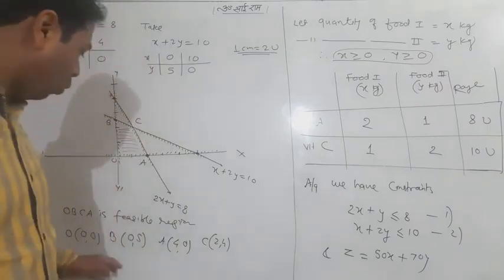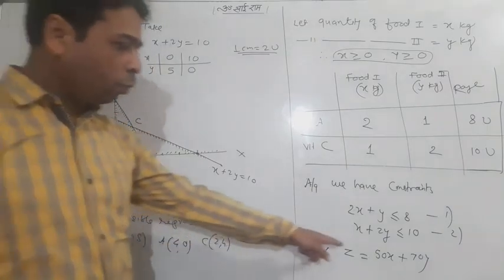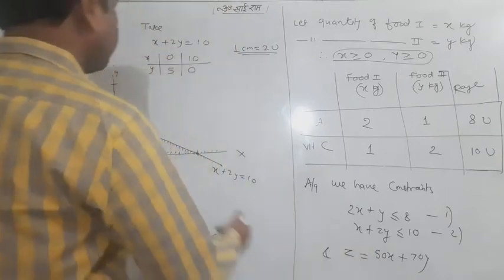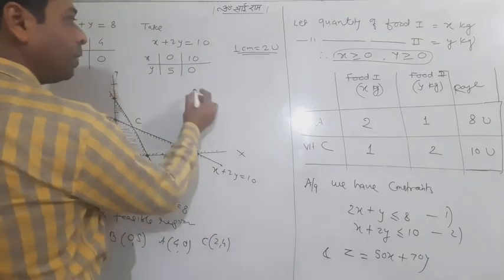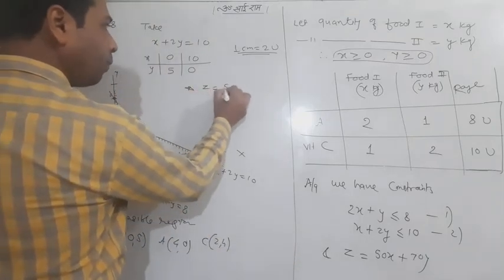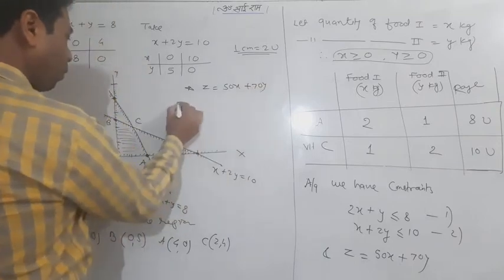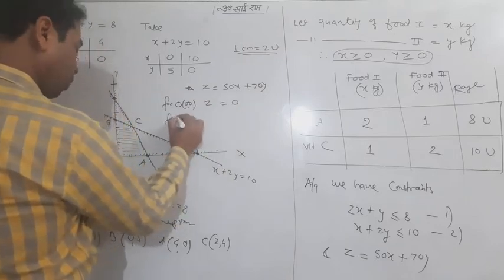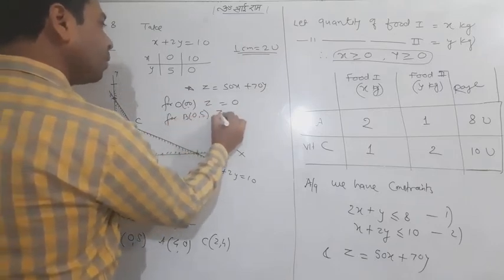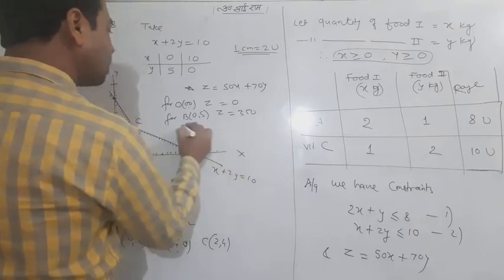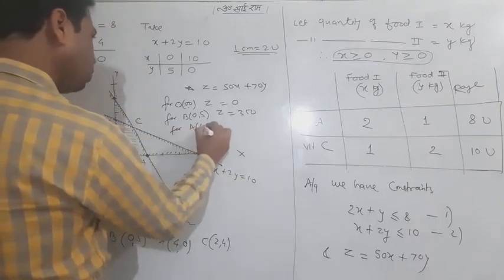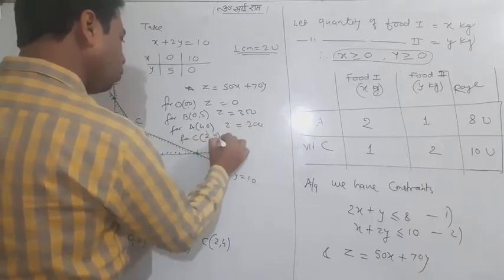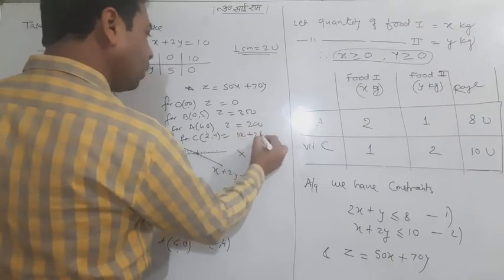And now we have O, A, B, C, the corner points. And it was z equal to 50x plus 70y, the objective function we already had. What we will do is put all the values one by one here and get the answer. So z equal to 50x plus 70y: for point O, z will be 0. For B, (0, 5), z will be 350. For A, (4, 0), it will give you 200, and for C, (2, 4), I'll have 100 plus 280 equal to 380.